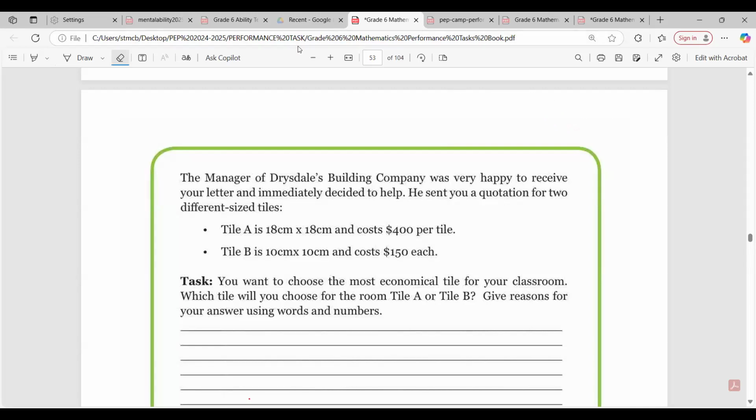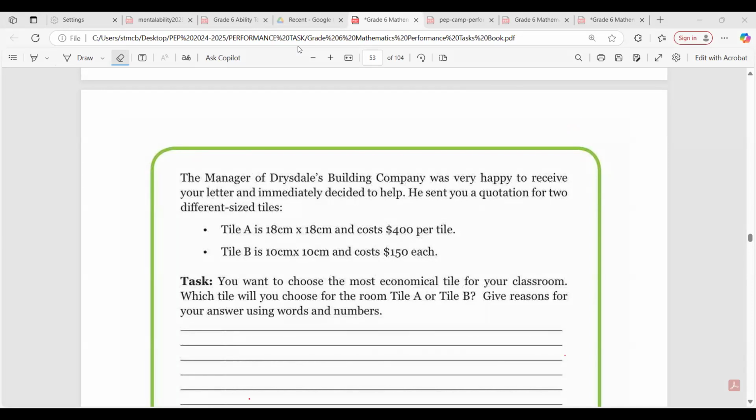Let me see who is up. Same way. I see Neymar. Go ahead, Neymar. Sir, I'm not hearing you. Tile B. Yeah, but you have to prove why tile B. You can't just say tile B. This is a maths class, right? They have to show how they're working.